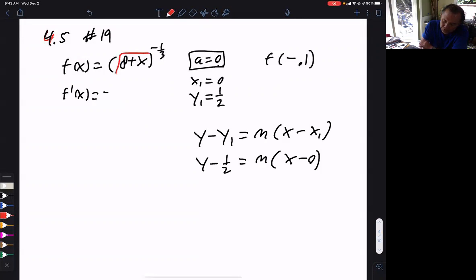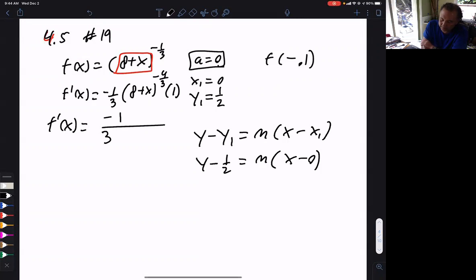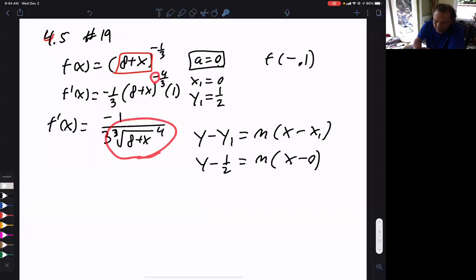It's box to the negative 1/3 power. The power rule says I move the negative 1/3 in front. Now box, I decrease the exponent by 1, which is negative 4/3, times the derivative of the box, which is 1. So if I write this out, it's negative 1 over 3 on the bottom, the cube root of 8 plus x to the 4th power. And again, you have to understand what's happening. The negative moves it to the bottom. The top number is the exponent. The bottom number is the root. So therefore, we have the cube root raised to the 4th power.